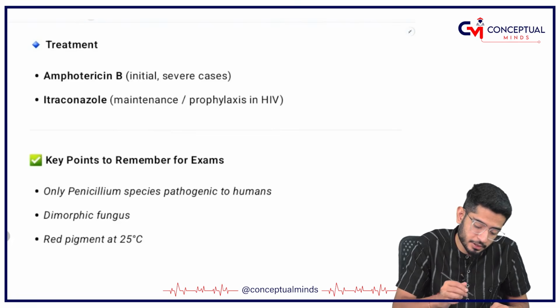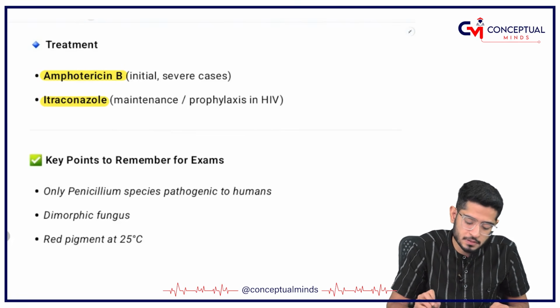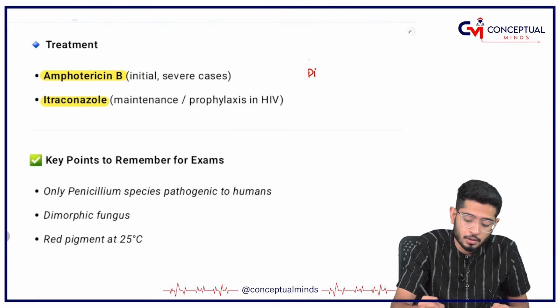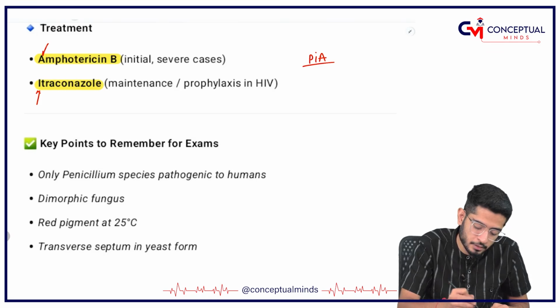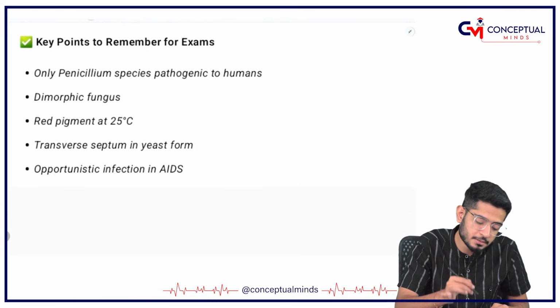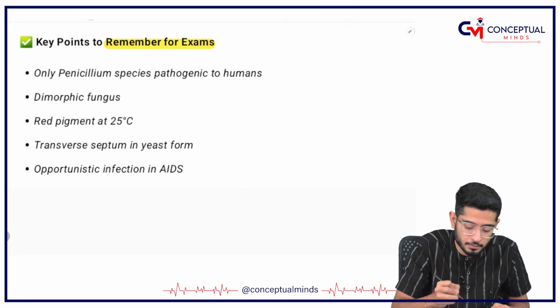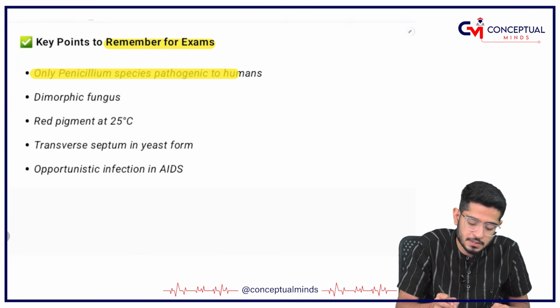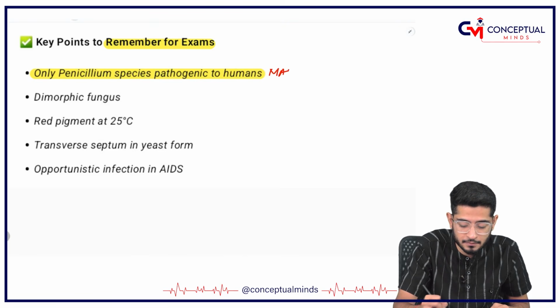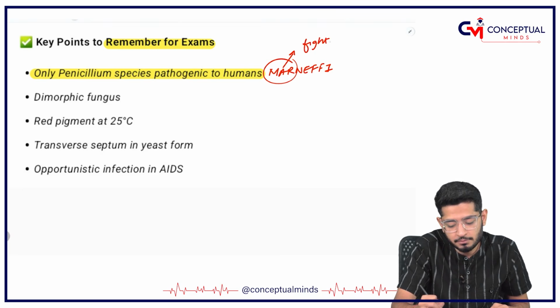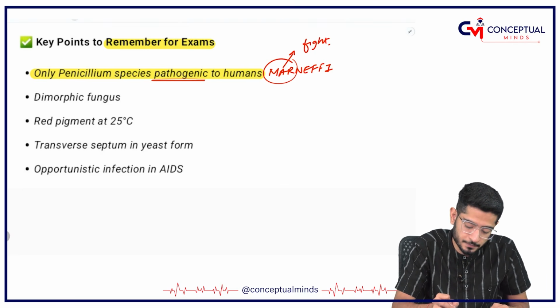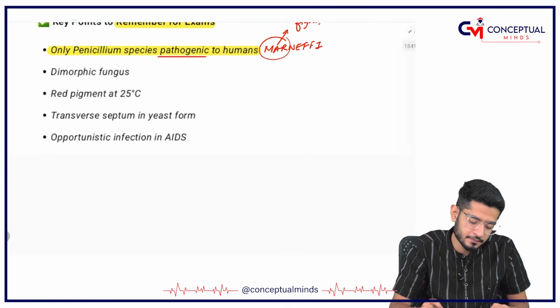Yes, what is the treatment? Treatment is amphotericin B and itraconazole. These are important for Penicillium marneffei. So PIA is the mnemonic, I for itraconazole, and A for amphotericin B. Now these are key points which you should remember for the exam. These are important points, that it is the only Penicillium species which is pathogenic to humans, that is Penicillium marneffei. Others are not pathogenic. In the name itself it is telling: mar in Hindi and fight in English. So fight means pathogenic to humans, and rest all points I have discussed with you.